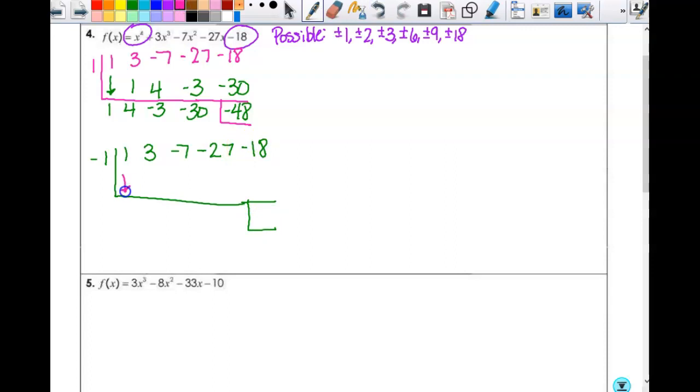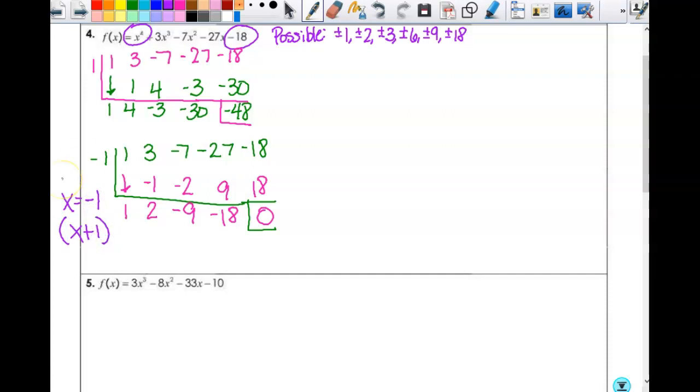So I bring down my 1. This is negative 1, 2, negative 2, negative 9, 9, negative 18, 18, 0. Okay, so let's think about what this is really saying to us. What this means is one of my zeros would be x equals negative 1, which means the factor is x plus 1. Don't mess up on that part because you see the negative 1.